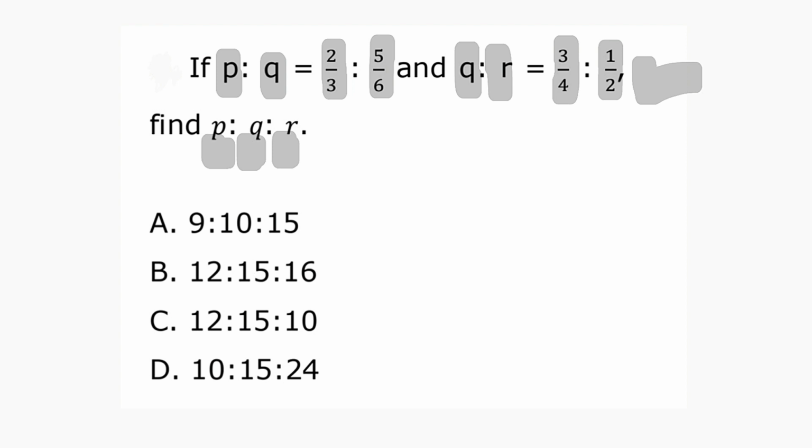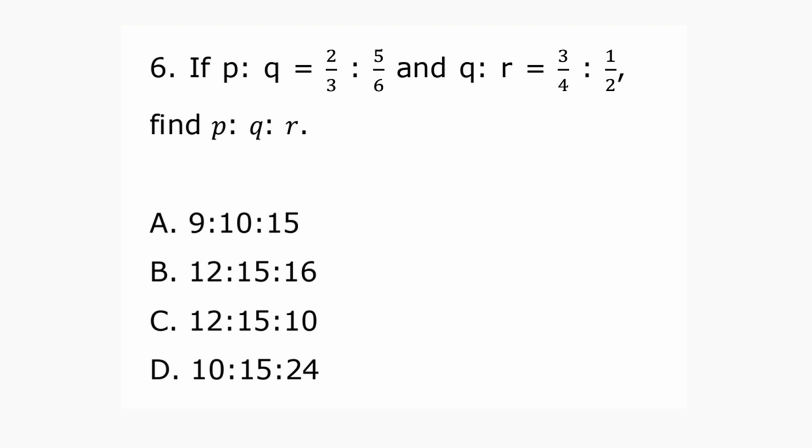So I'm going to show you two different ways in which you can tackle this problem. The first method I want to apply here is to ensure that both Q's in the two ratios are exactly the same. So we are going to transform 5 divided by 6 and also 3 divided by 4 to be exactly the same. But one thing I want you to remember is that a ratio can also be transformed into a fraction.